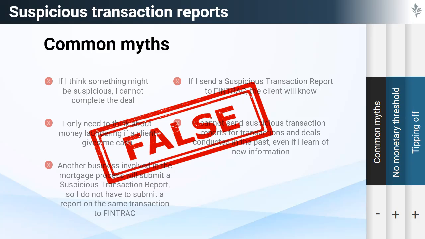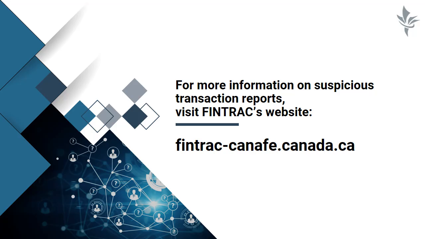You must do this even if you think or believe that another reporting entity is submitting a report on the same transaction. This is not duplicate reporting, as different reporting entities may have different facts, context, and details on the same transaction. Every reporting entity must comply with their requirements under the Proceeds of Crime, Money Laundering and Terrorist Financing Act, and associated regulations. Although this information session covered suspicious transaction reports in the mortgage sector, what they are and what you need to do, we recommend that you review the guidance on FINTRAC's website. The guidance on reporting suspicious transactions is comprehensive and provides more detailed information, including scenarios and field instructions.